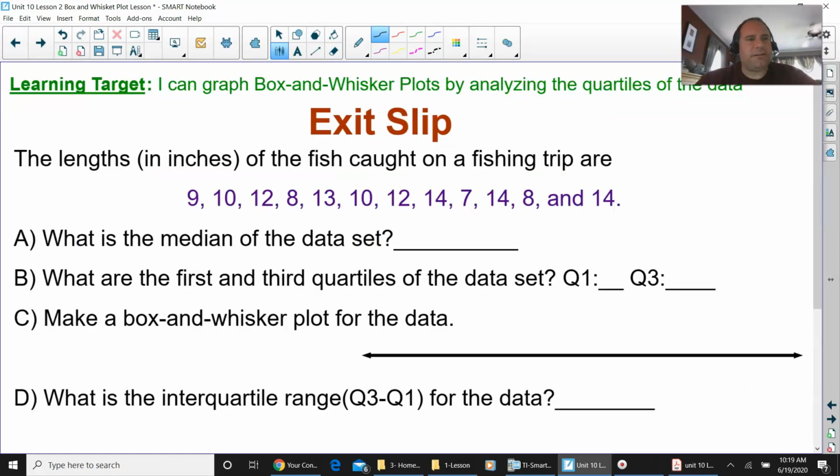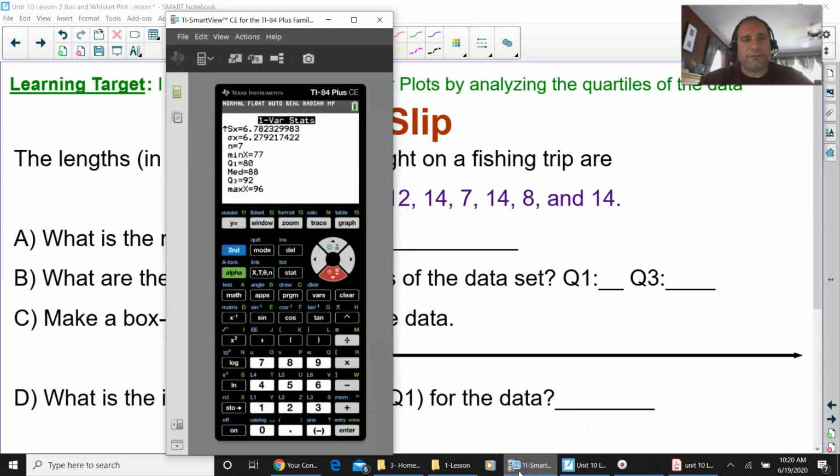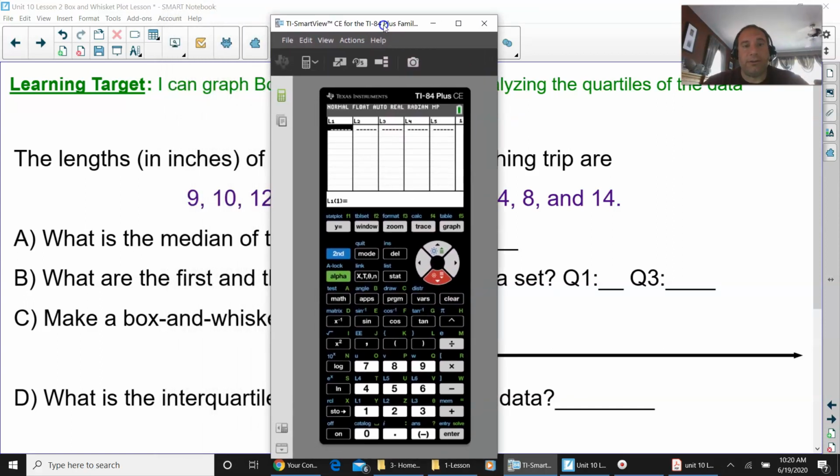So, last question, exit slip: the length in inches of a fish caught on the fishing trip, all of those numbers. What's the median of the data set? Find the first and third quartiles, make a box and whisker plot, and then find the interquartile range. Go ahead, put all those numbers in. Remember, you have the calculator, so you have 2 lists in there right now, and you do have to clear them out. Go up, clear and down, go over to L1, go up, clear and down, and that's it. Start putting all of those numbers into L1 only and figure out all those numbers. We'll come back with some of the answers and explanations after you press pause. Press pause now.